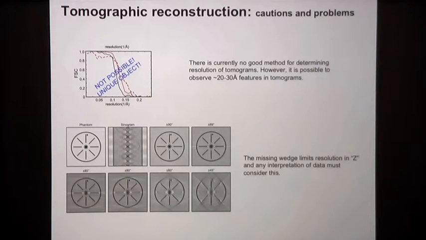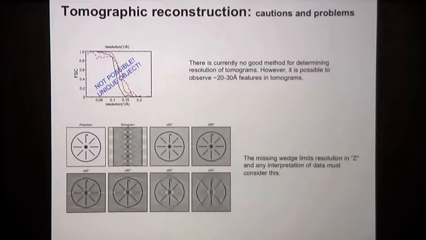So I would like to mention some cautions associated with tomography data. There is currently no good method for determining resolution of single tomograms. One can see high resolution features of the order of 20 to 30 angstroms just with the naked eye by visual inspection of the tomograms. However, we can't do a Fourier shell correlation like we can do in single particle analysis because it's a unique object. So this must always be kept in mind while analyzing any tomography dataset.